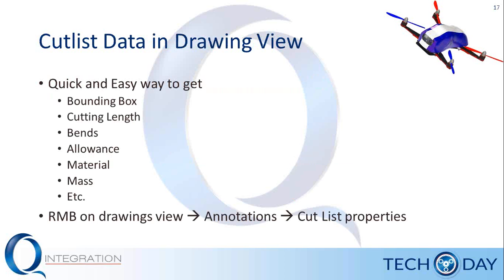One of the powerful features here with drawings is if you need to reuse any of those annotations or custom properties associated to that sheet metal part, such as the bounding box, cutting length, bends, allowance, material, mass, you have quick access to this information by right-clicking on that sheet metal drawing view, going to Annotations, and choosing Cutlist Properties. This will give you a note out of the box from SolidWorks that contains all of this information.